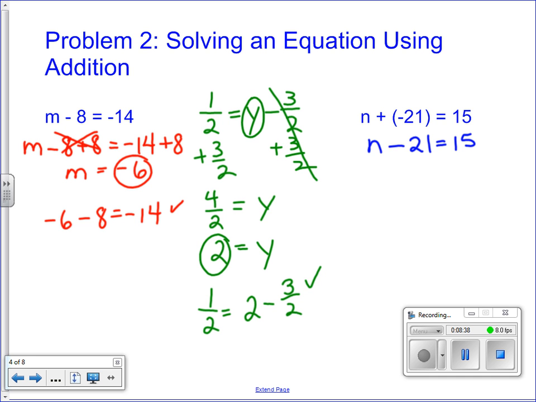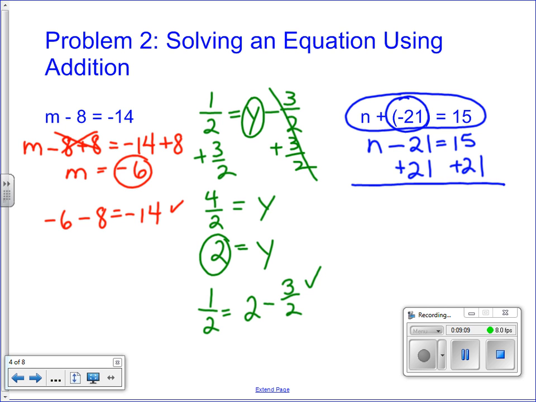Writing it this way makes it very clear that our inverse operation would be to add 21. However, when you look at the original equation and you see that what we have to get rid of is a negative 21, the best way to get rid of a negative is to add its opposite. So you can work with this equation and simply add 21 to it. I'm going to go ahead and show that I'm adding 21 to both sides.